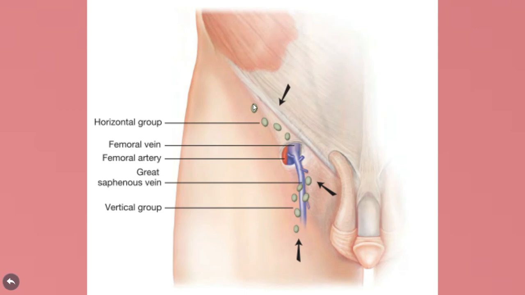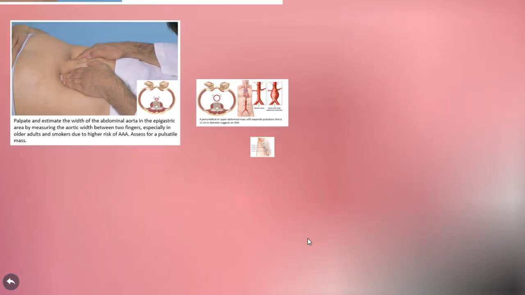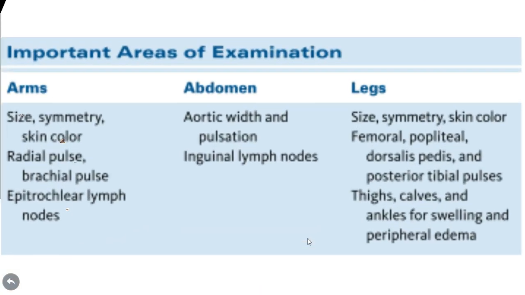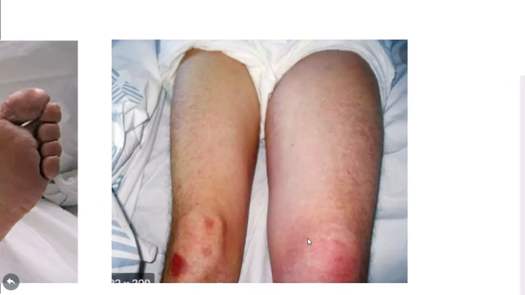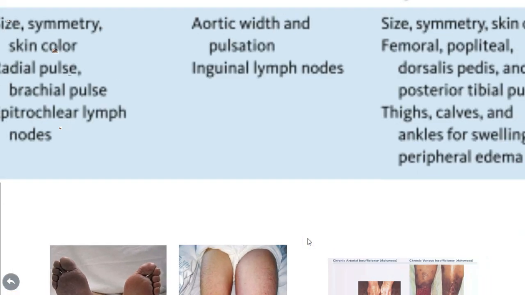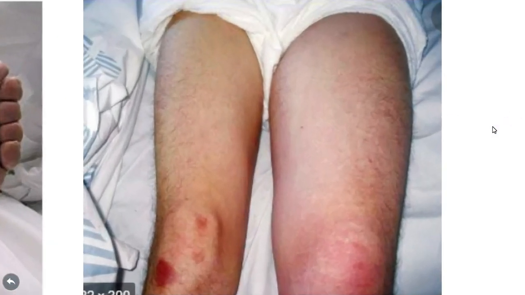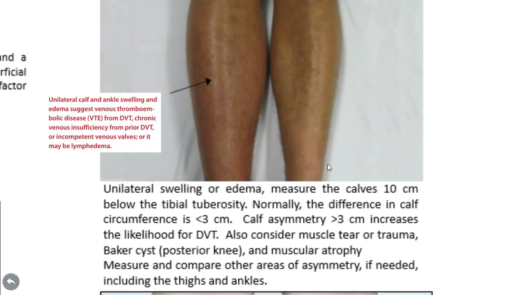Next you palpate for superficial lymph nodes. So this is the abdominal examination. Next will be the legs. Legs: size, symmetry, and skin color, SSS. Obviously the size is bigger on the left. This is suggestive of deep vein thrombosis.